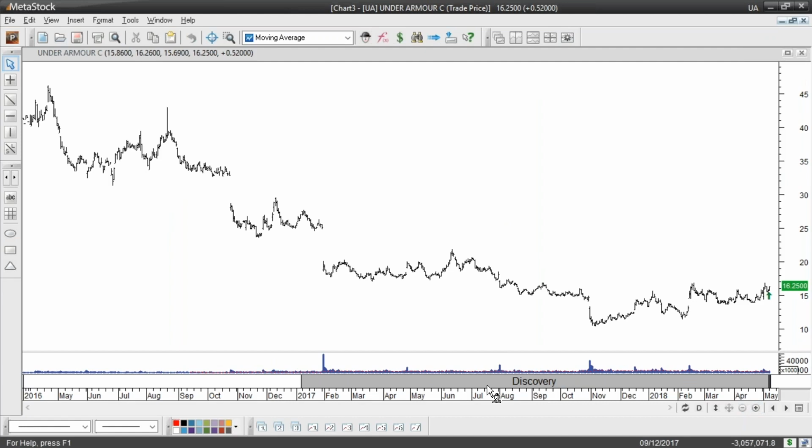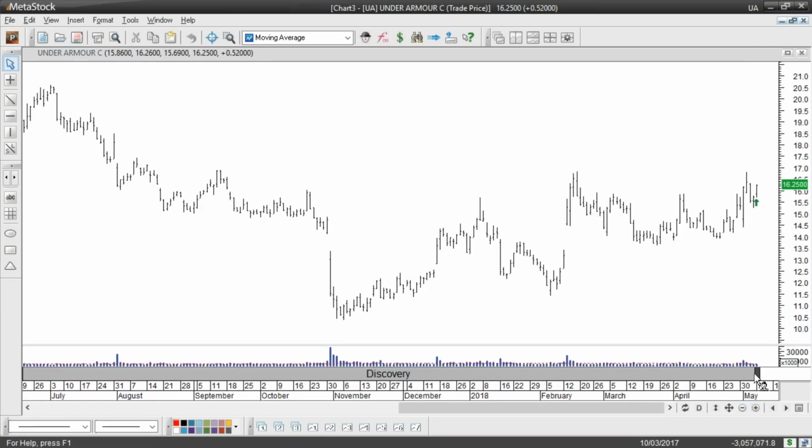So we can see that UA has been in Discovery since 2017. Whenever you see this white here on the ribbon, that just means we need at least 120 trading days for the system to start working. So this just represents that you're inside of that marker. Only after 120 days are you going to start to get the ribbon on the bottom.